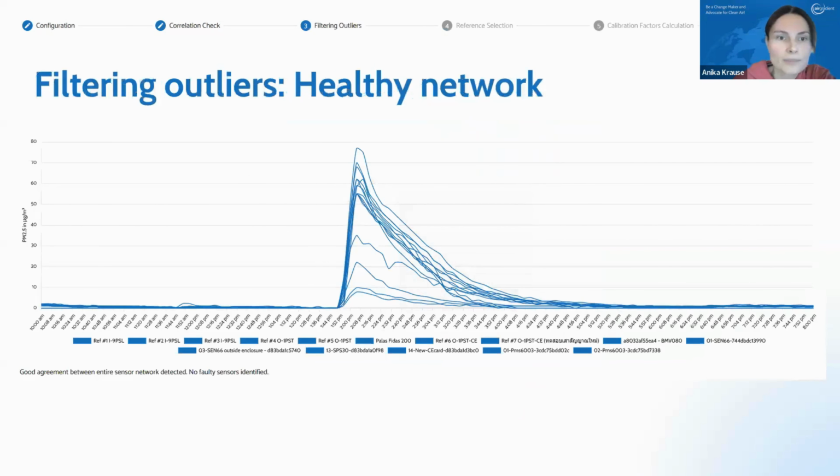And yeah, if all sensors are fine and agreeing with each other, the next step, the filtering outlier step, will just tell you, okay, there's good agreement in your network. We don't need to filter out any faulty sensors. How does it look if you do have faulty sensors?